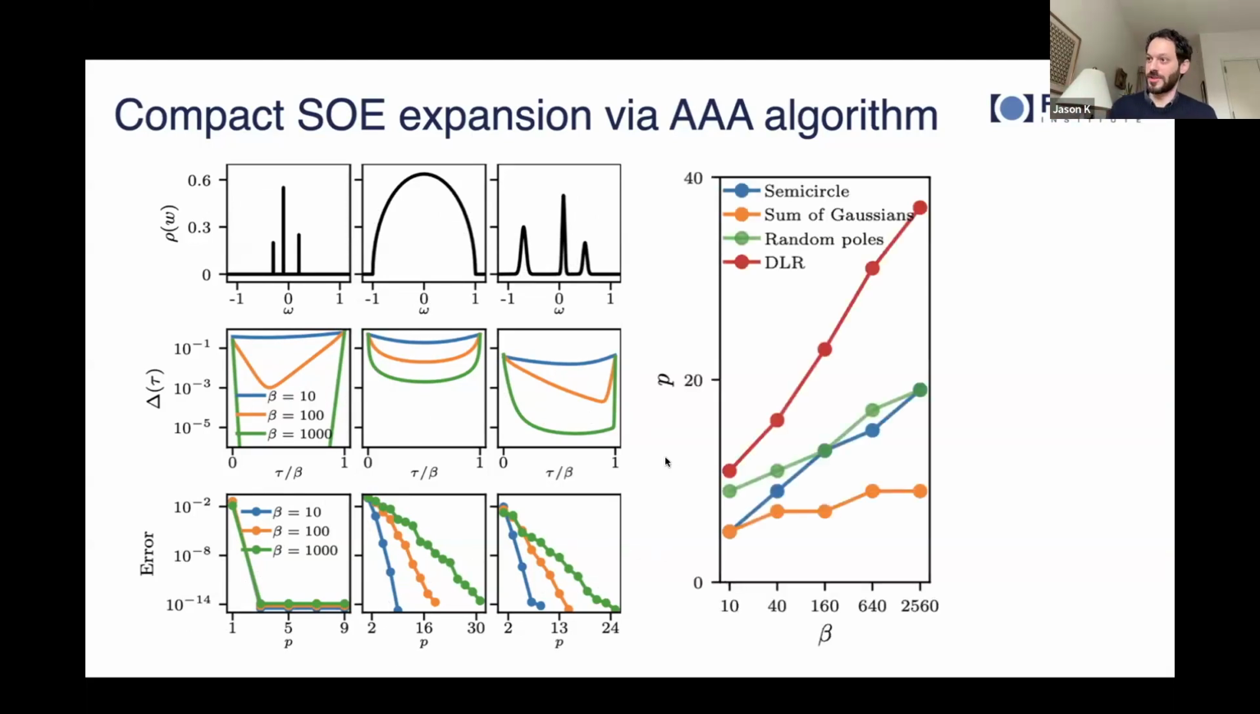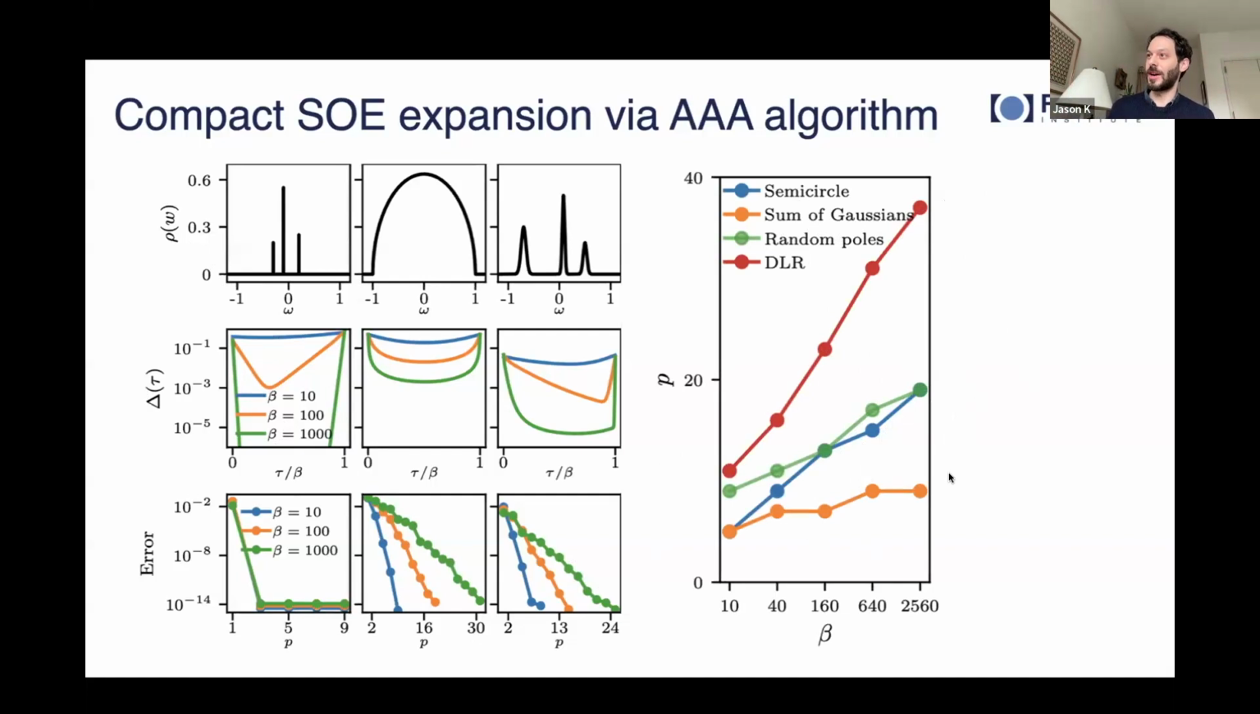How does this compare to just using the DLR? Well, it's better, unsurprisingly, because these are fixed functions. So we have a few different examples here. This random pole model is our attempt at a worst case, a hardest possible case. We have a large number of random poles in our spectral function. And always you can beat the DLR by a factor of 2 or more.